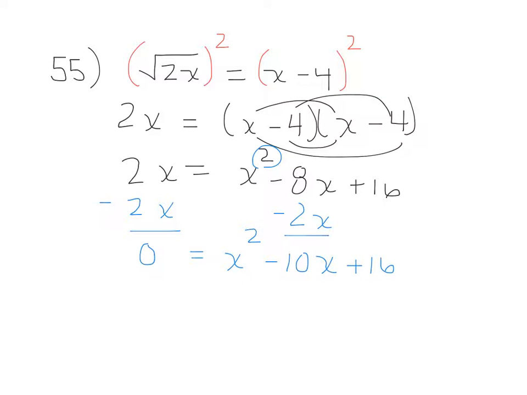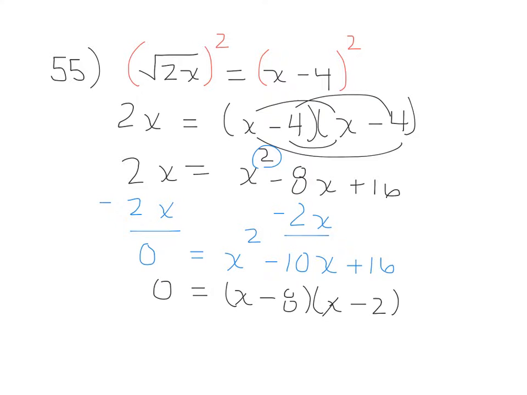Now we'd like to factor that, which isn't very difficult to do. We know we need to look for two numbers that multiplied together equal 16, but added equal negative 10. Well, we know if they multiply together and have a positive product, then they must have the same sign. And since the sum needs to be negative, then we know that both of them must be negative. Well, the two numbers that multiplied together equal 16, but added equal negative 10, are negative 8 and negative 2.